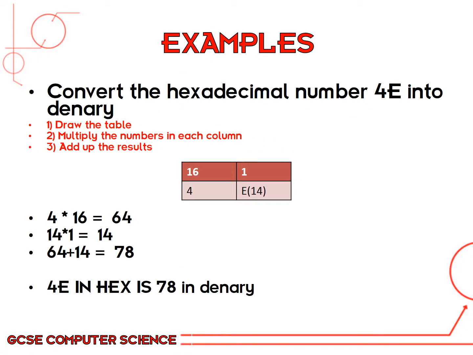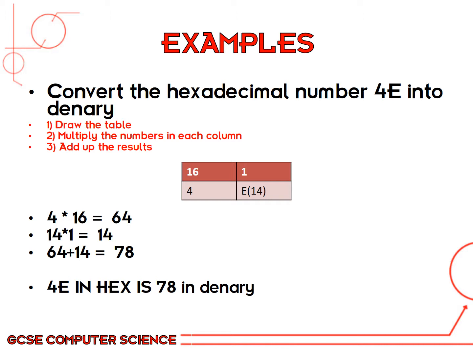Let's try another example with a letter included this time. So we're going to convert the hexadecimal number 4e into denary. So we draw the exact same table again, 16 and 1. Underneath we put the first character, and then underneath the 1 we put the second character.